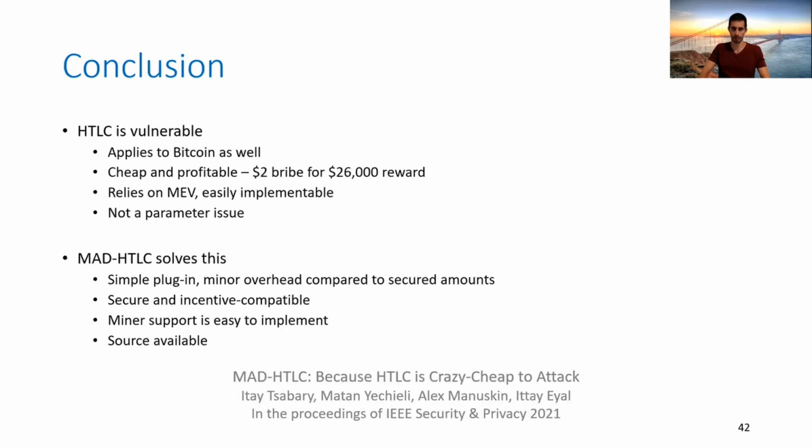To conclude, HTLCs are vulnerable on Bitcoin as well. The required bribes are cheap and the potential reward is high. The attack relies on MEV, which is easily implementable, and simply increasing the timeout does not help. We introduced MAD-HTLC, a simple plugin replacement with a minor overhead compared to the secured amounts. It is secure and incentive compatible, it's easily supported by miners, and its code is available online.